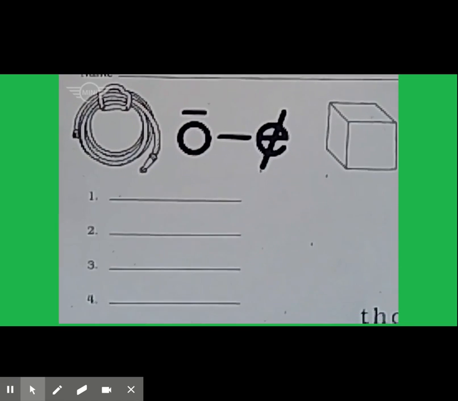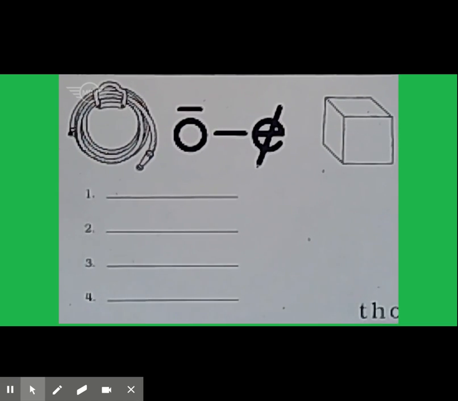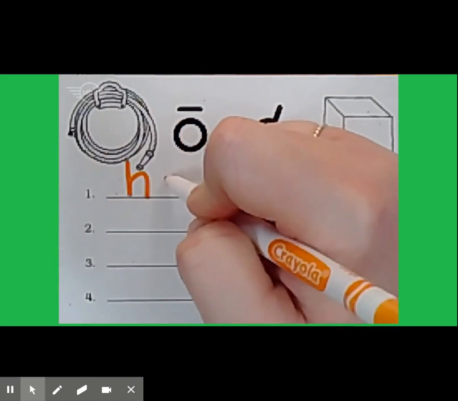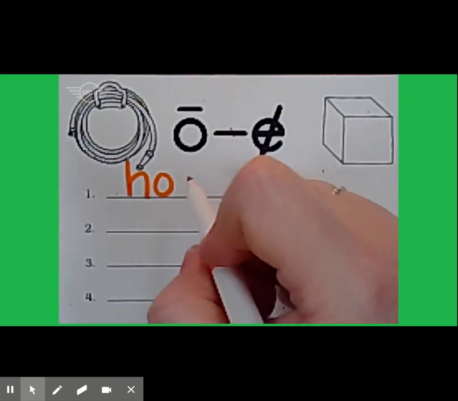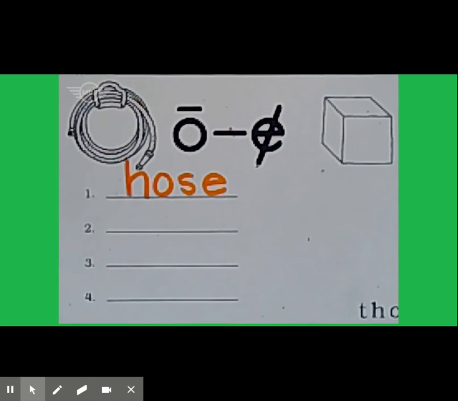So this one has two sounds that we're learning, hose and cube. We're going to start with hose. All right, hose starts with a H, O, and then the consonant that we're going to use is S, and it's going to say Z, but it's an S, hose.